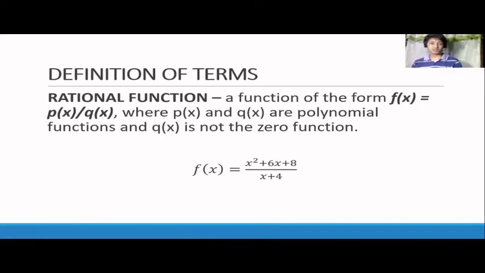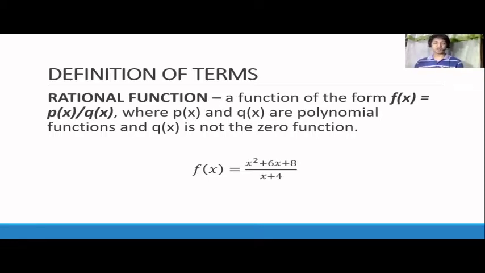Next, we have the rational function. Basically, a function of the form f of x is equal to p of x over q of x, where p of x and q of x are polynomial functions and q of x is not the zero function. So we have f of x is equal to x squared plus 6x plus 8 over x plus 4. You have a clue when you have an f of x. So basically you are dealing with a rational function.